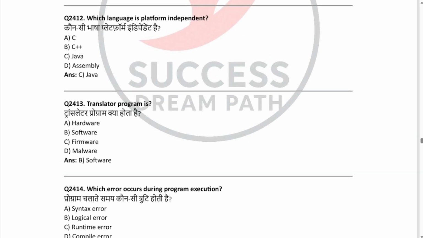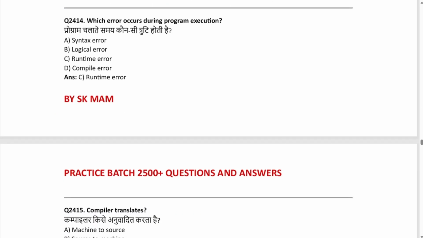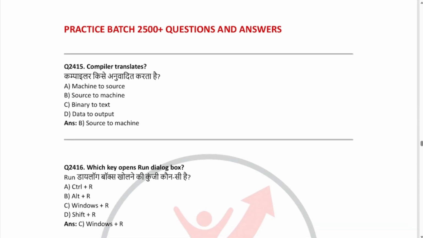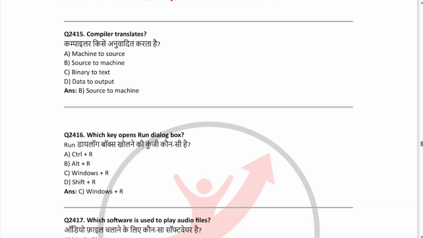Which language is platform independent? Java. Translator program is software. Which error occur during program execution? Runtime error. Compiler translator translates source to machine.